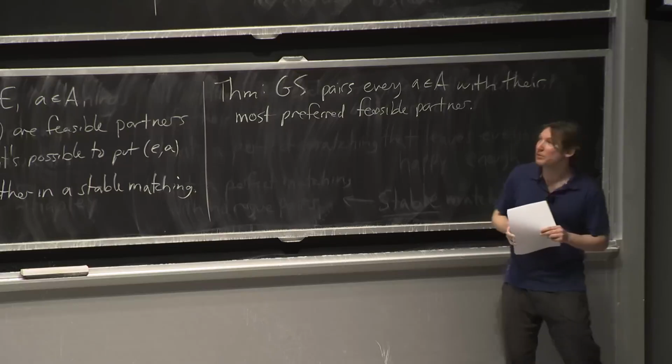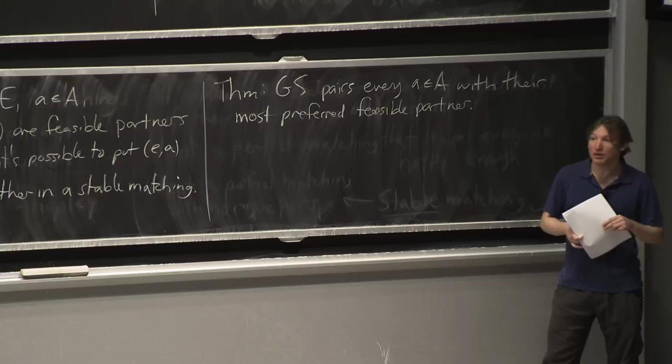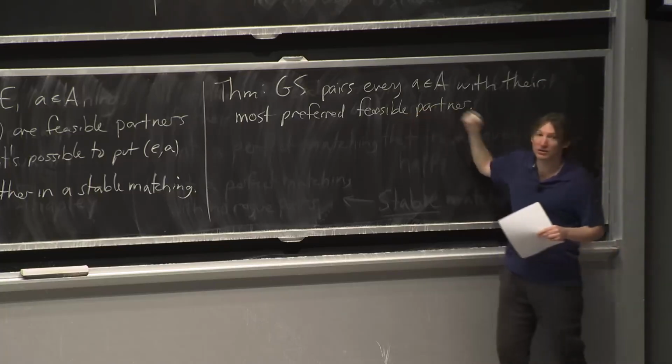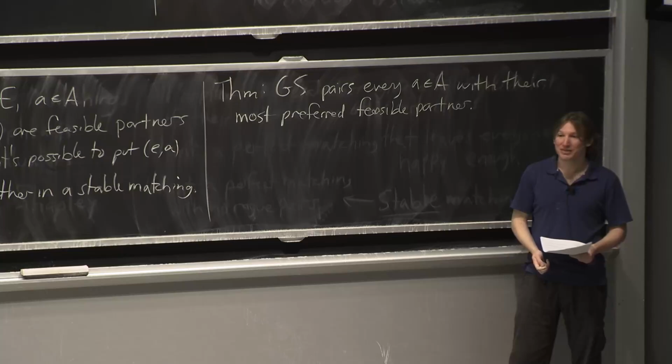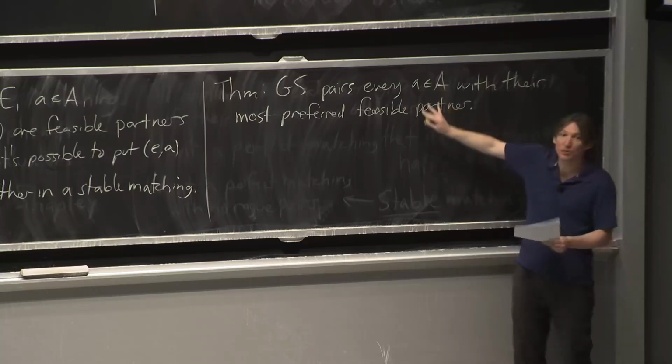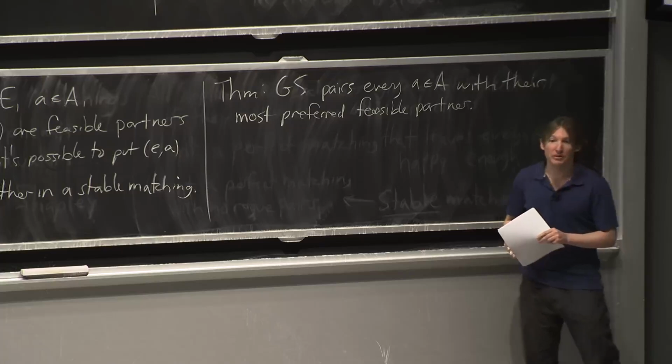So it's kind of weird to me that each candidate can be given their optimal feasible partner all at the same time, and there's no conflict among them. So I find this a little bit counterintuitive for that reason. Beautiful fact, but a little counterintuitive.